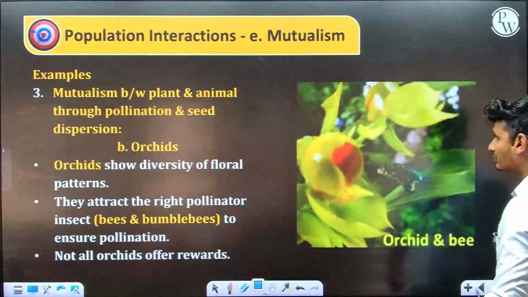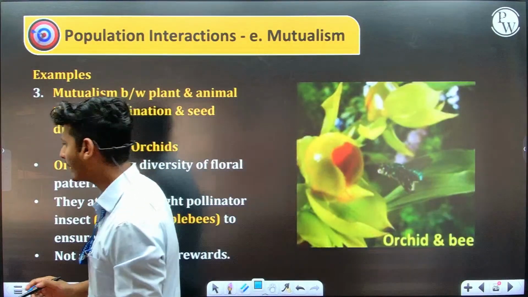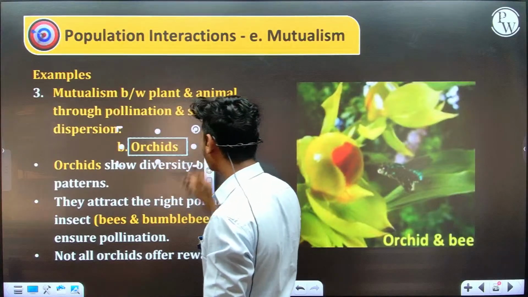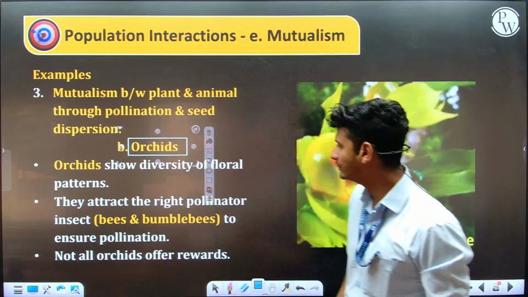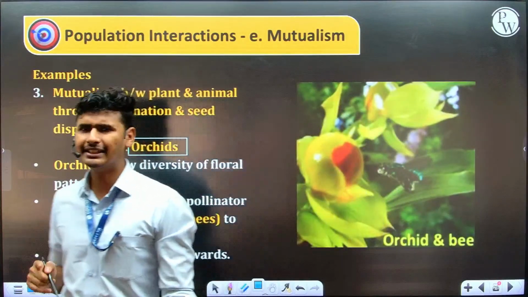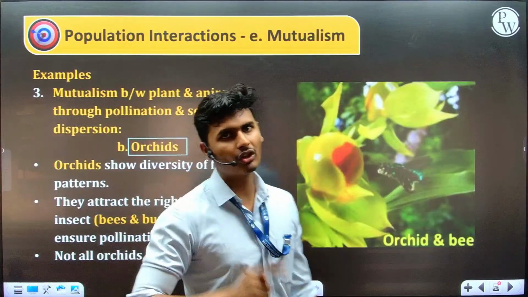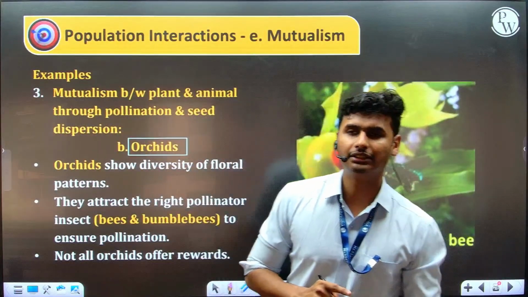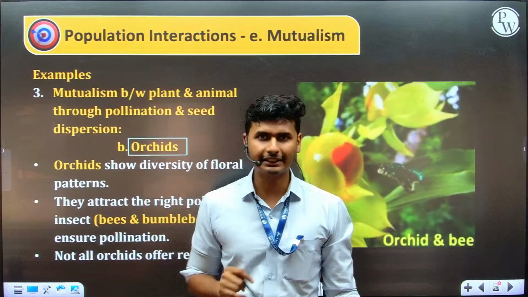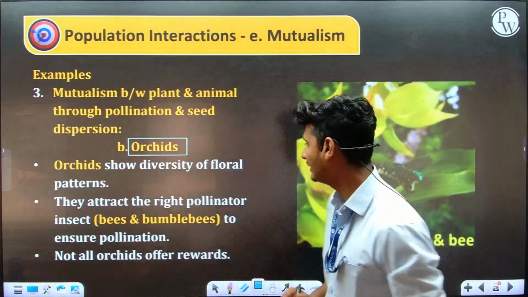Let's talk about another example of population interaction. Another example of population interaction is the orchid. Orchid and bumblebees or bees. Bumblebees need nectar, so it is given by the orchid, and the orchid gets pollinated by the bumblebees while taking the nectar. This is an interaction where both are getting benefited.